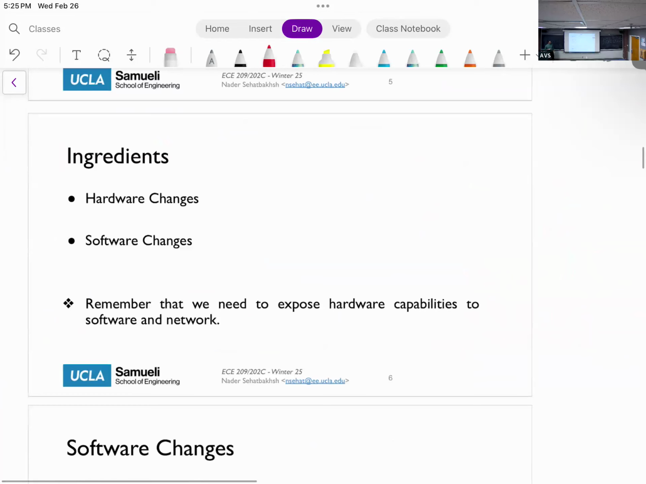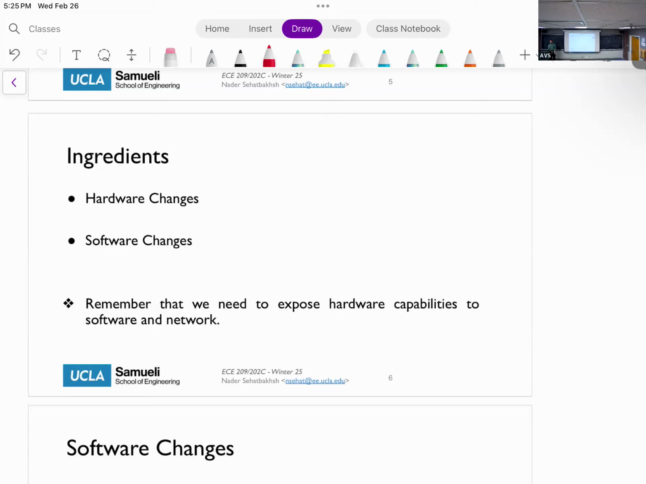So what are the ingredients for this? Of course, for this to work, you need to change both hardware and software. There is no pure software solution for this. So you need to make some software changes and some hardware changes. The very simple idea is that I want to expose the TPM to the external world because the user has to be able to run programs on this hardware.